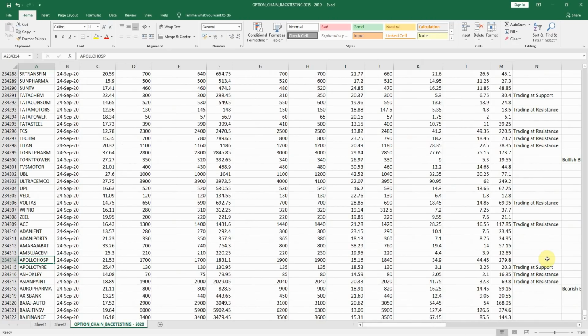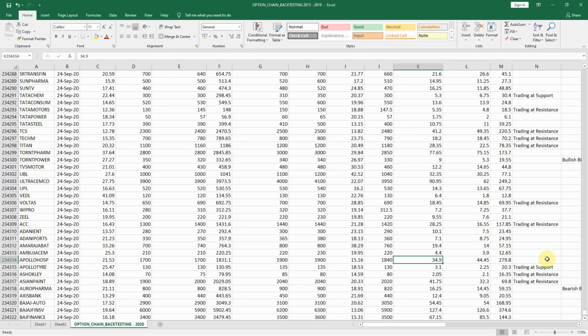Okay, on 18th September, if you want to verify, go and check. The future price must be 1831, and the at-the-money price is 1840, and the call and put prices of 1840 are 34 and 44 respectively.